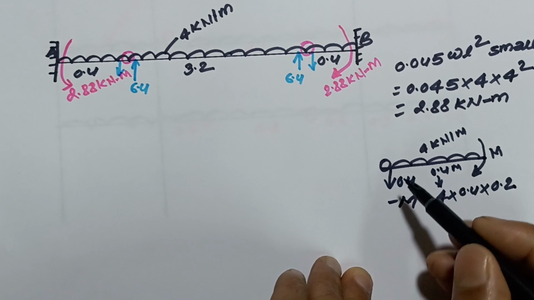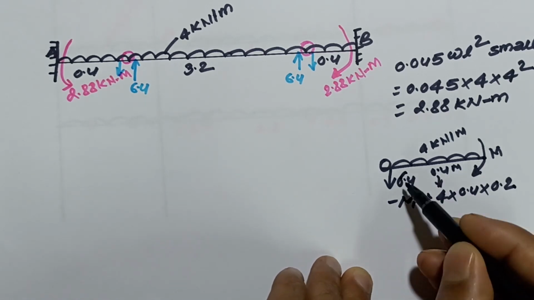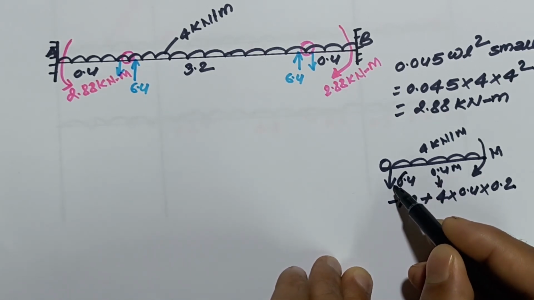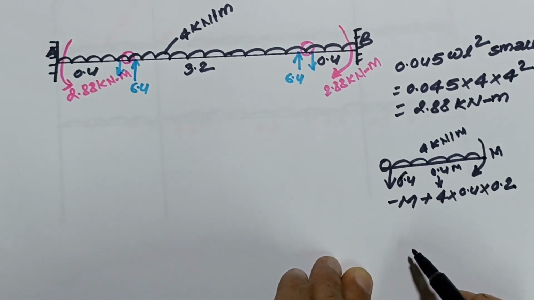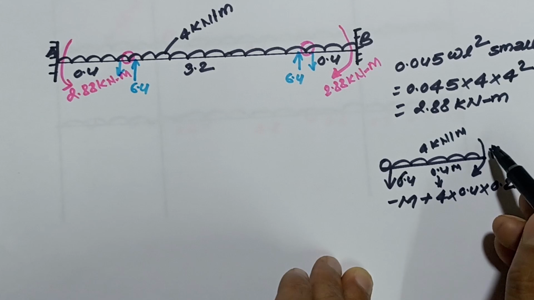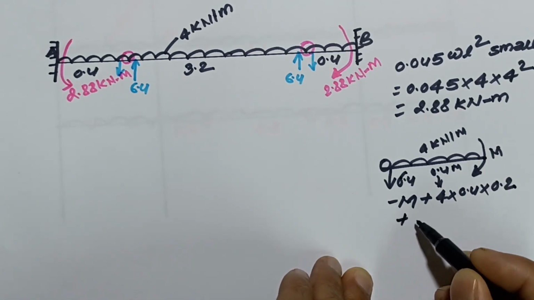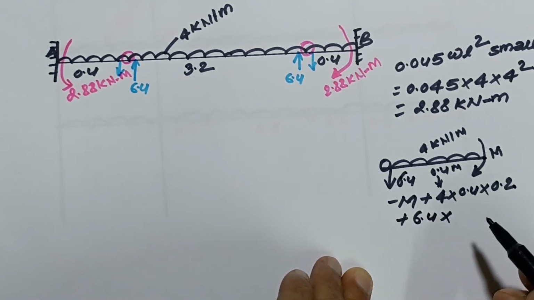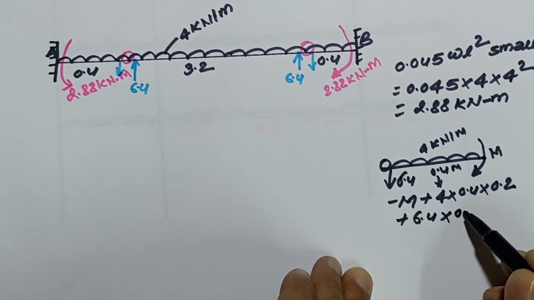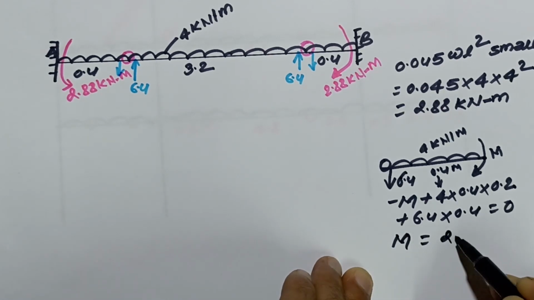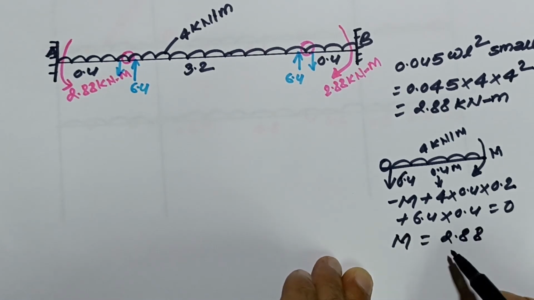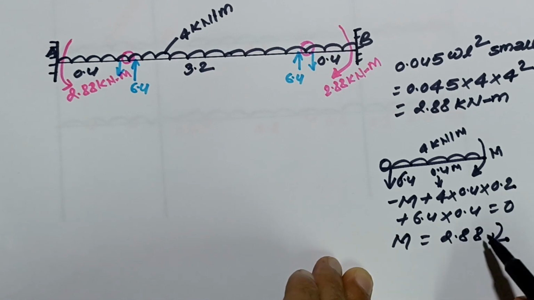There is one force of 6.4 kilonewton acting downward. Okay, the reaction force also acts in the downward direction, that means the direction will be anti-clockwise, positive. 6.4 into 0.4 is equal to 0. We get the value of M is equal to 2.88. That means our assumption is right. The direction is clockwise.